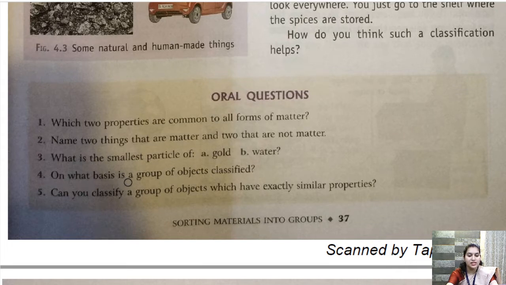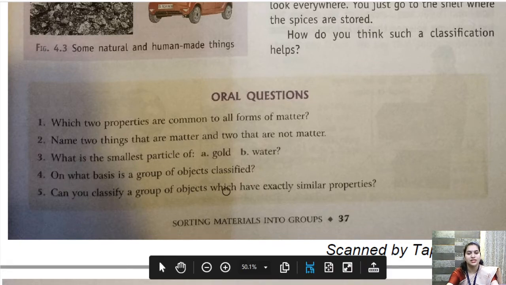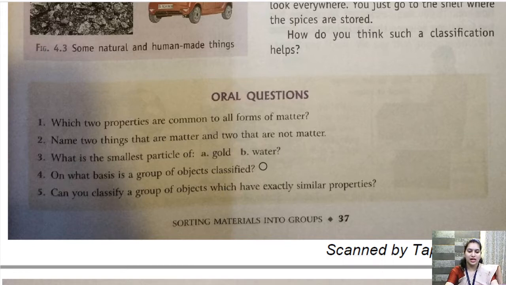On what basis is a group of objects classified? On the basis of their similar property. So you will write similar property. Can you classify a group of objects which have exactly similar properties? Yes, we can classify a group of objects that have exactly similar properties. So these are the answers.